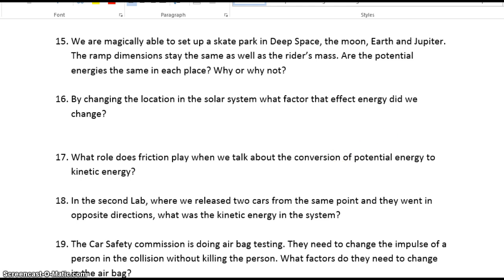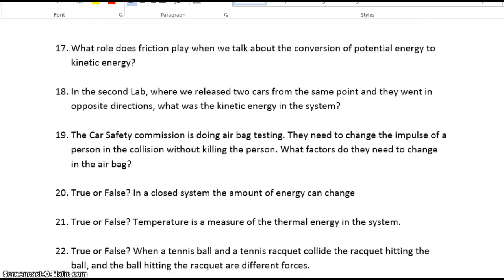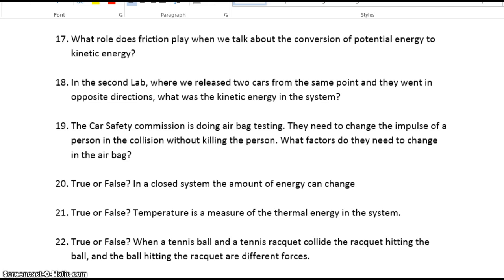So 16, by changing the location in the solar system, what factor that affects energy did we change? We changed the acceleration due to gravity. 17, what role does friction play when we talk about the conversion of potential to kinetic energy? Well, when something's got potential energy, it's got all the energy it has. But when it starts moving, kinetic energy, things like air resistance and friction, you lose some of the potential energy to air resistance and friction. So it doesn't result in the final amount of kinetic energy. So with friction, you lose energy and it gets transformed from potential energy to thermal energy, which is heat.